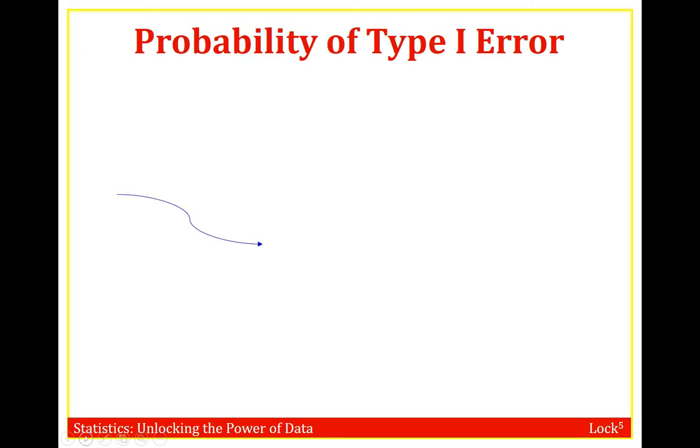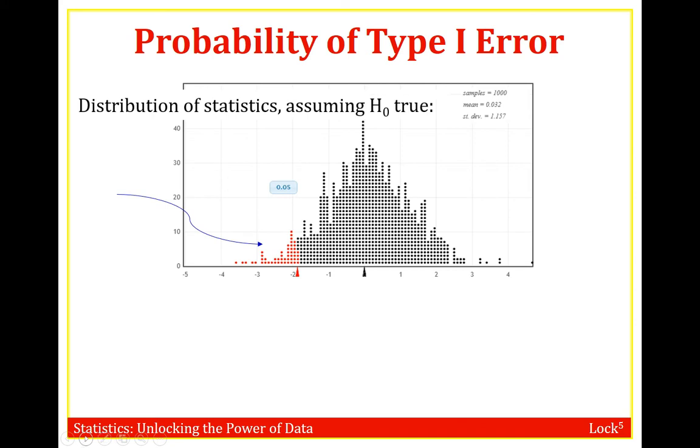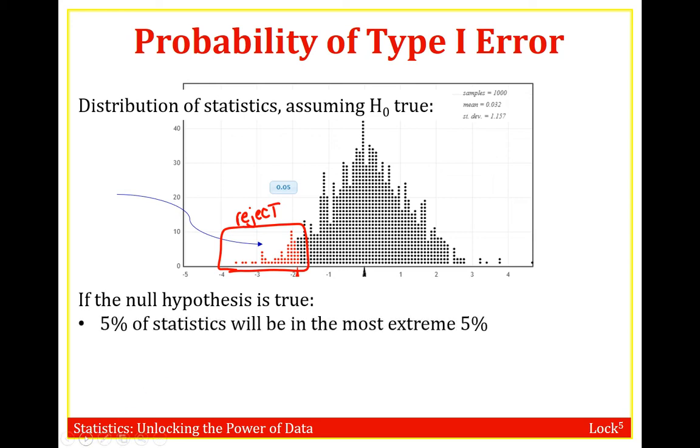Probability of a type 1 error. Well, what's the probability of a type 1 error taking place? Distribution of the statistic if H0 is true. Remember, in a type 1 error, I believe in a lie. Well, what would make me reject the null hypothesis? Everything in here would make me reject. These are the occurrences which take place which cause rejection.